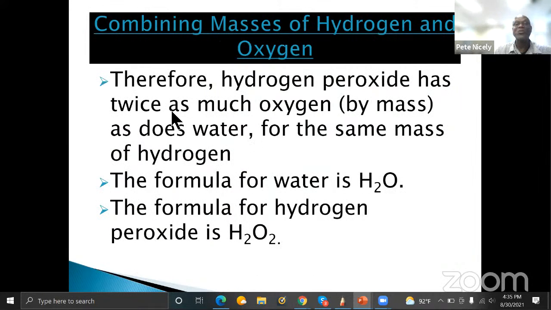Therefore, hydrogen peroxide has twice as much oxygen by mass as does water for the same mass of hydrogen. And that is reflected in the formula, as I said before, when you compare the formula for water and the formula for the hydrogen peroxide molecule.